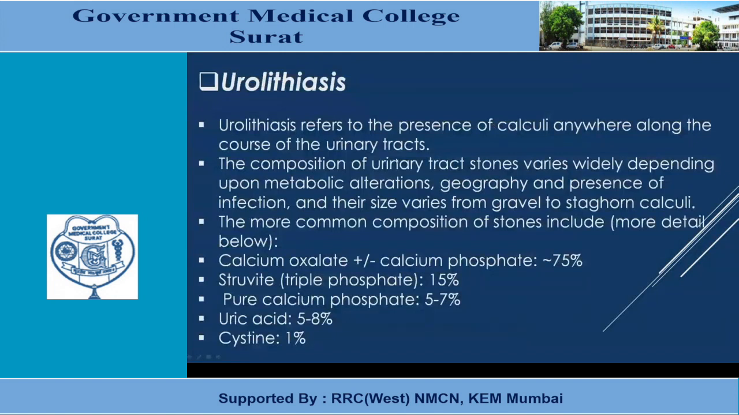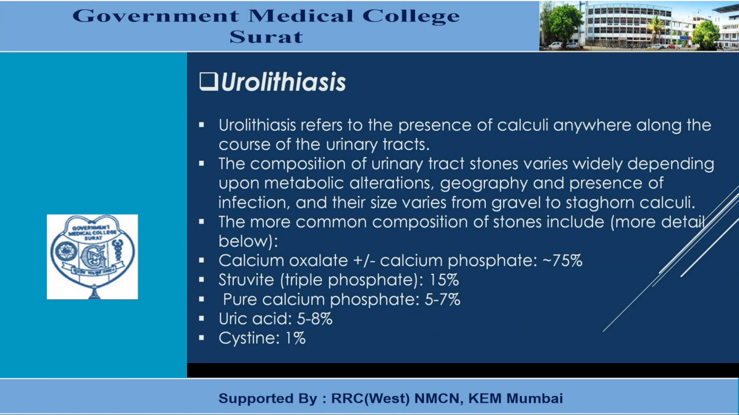Now, urolithiasis refers to the presence of calculi anywhere along the course of the urinary tract. The composition of urinary tract stones varies widely depending upon metabolic alteration, geography, and presence of infection, and their size varies from gravel to staghorn calculi. The more common composition of stones includes calcium oxalate and calcium phosphate, about 75%, which appear radio-opaque.